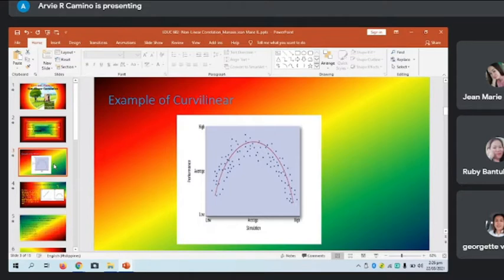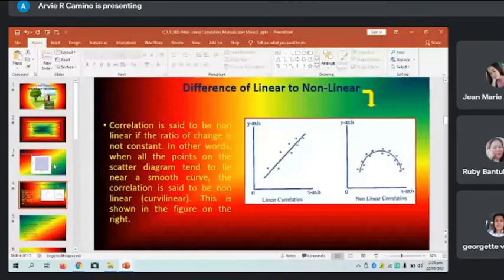So, what is the difference of linear to nonlinear? In our previous report, the nonlinear was also discussed. It is said that correlation is nonlinear if the ratio of change is not constant. In other words, when all the points in the scatter diagram tend to lie near the smooth curve, the correlation is said to be nonlinear or curvilinear. This is shown in the figure on the right.